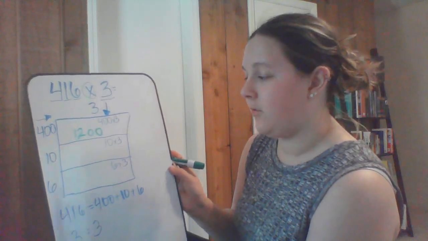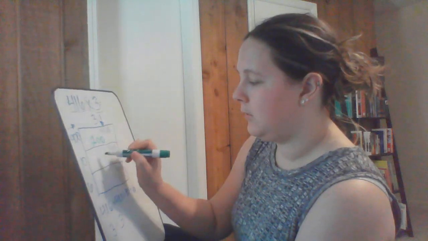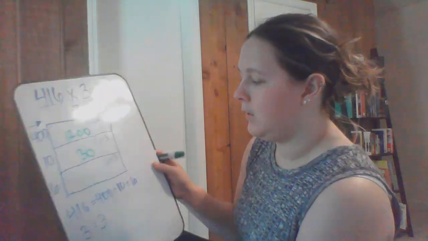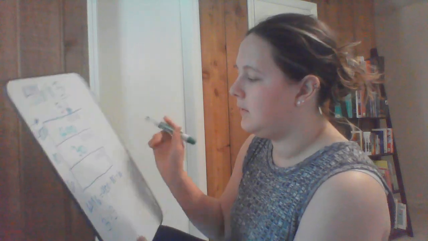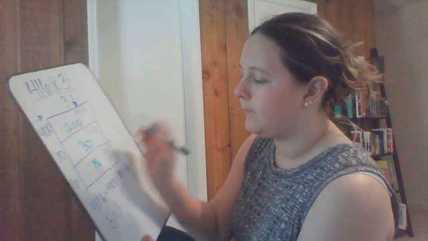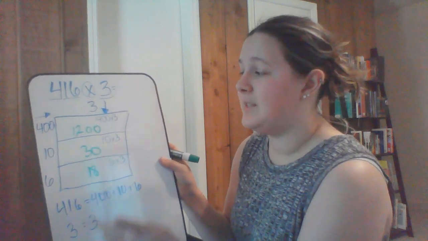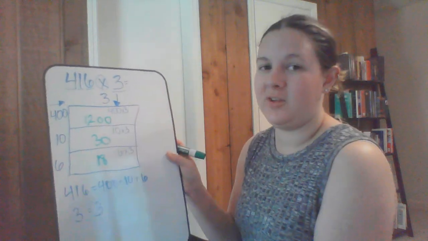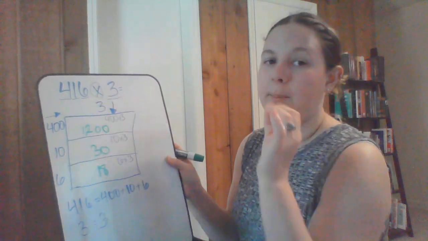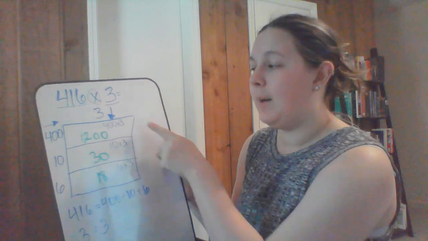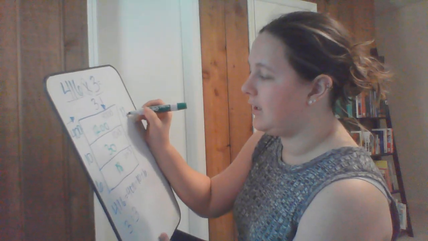Now I have 10 times 3. Well, if I count my tens, 10, 20, 30. And 6 times 3, 6, 12, 18. All right, now I have 3 pieces. The only problem is if I write all 3 of these as my answer, it's not going to make sense. Because I broke my original problem into separate pieces, I want to put all of my pieces back together. So I'm going to line them up like a regular addition problem.